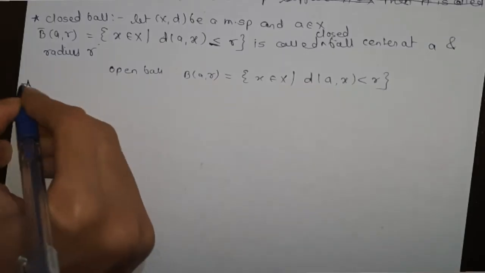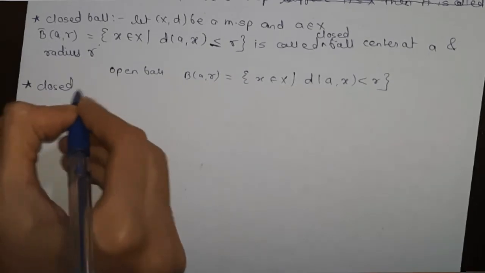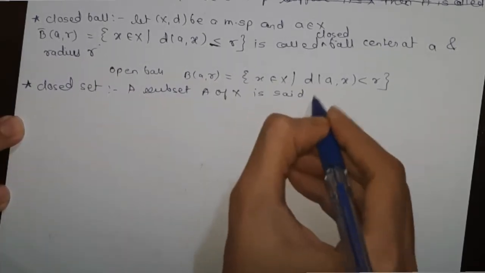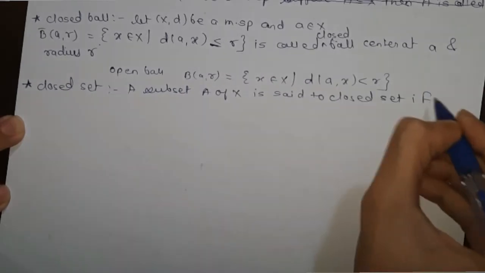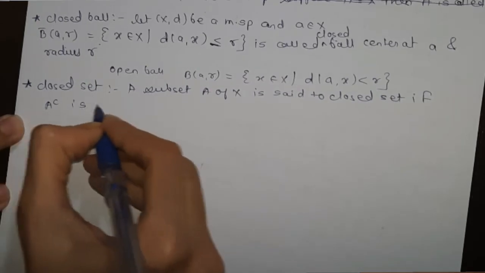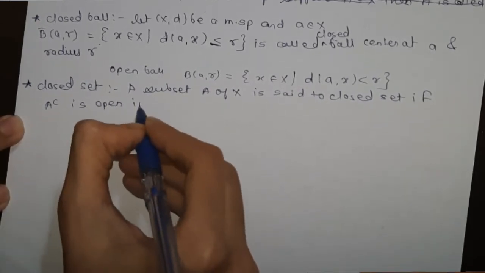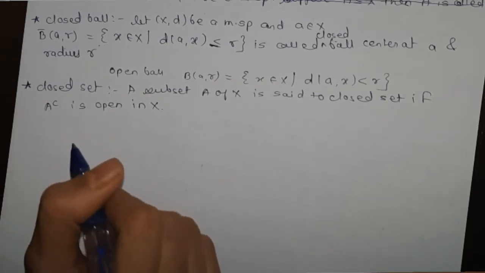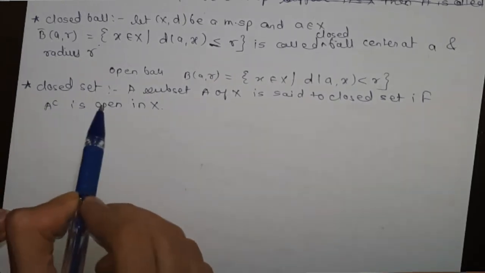Now, what is a closed set? A subset A of X is said to be a closed set if the complement of A is open in X. Okay, means A complement is open in X. So this is the definition of a closed set.